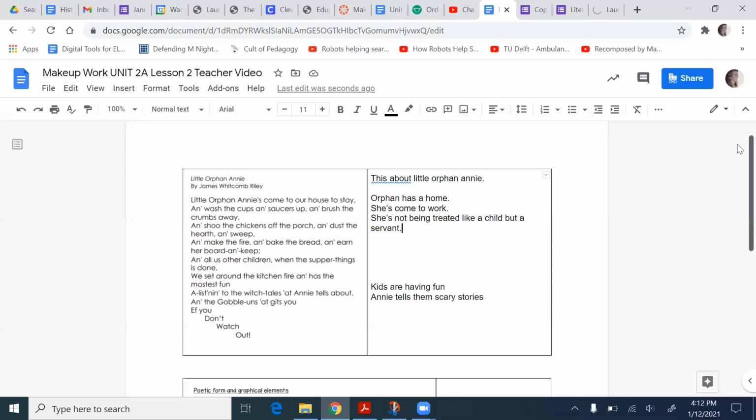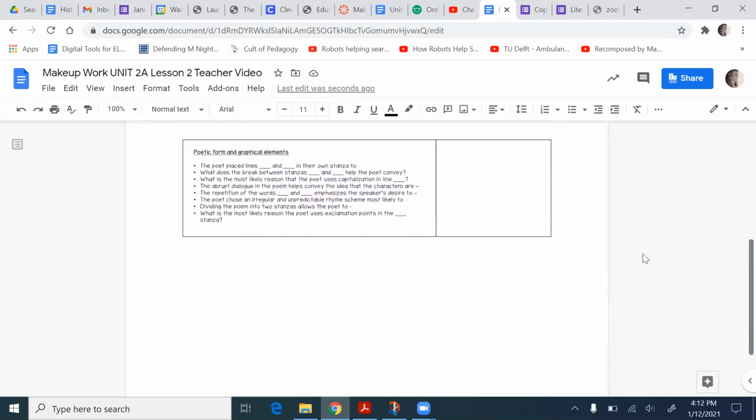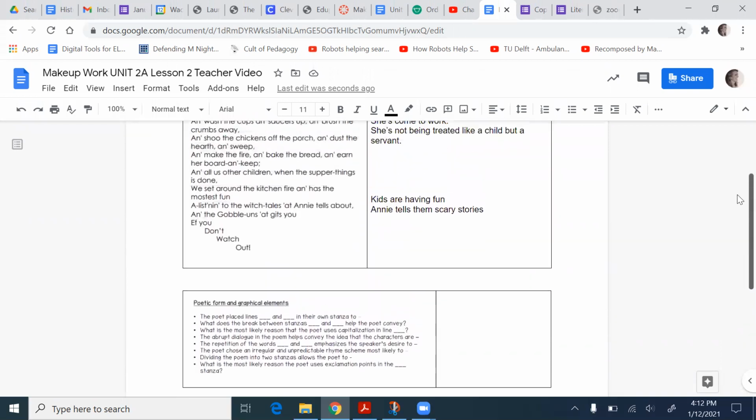So pretty good. I understand at least 80% of it. I'm moving on. So here's the kind of questions that you're going to see on STAR about graphic elements. The poet placed lines blank and blank in their own stanza. So we don't see that here.